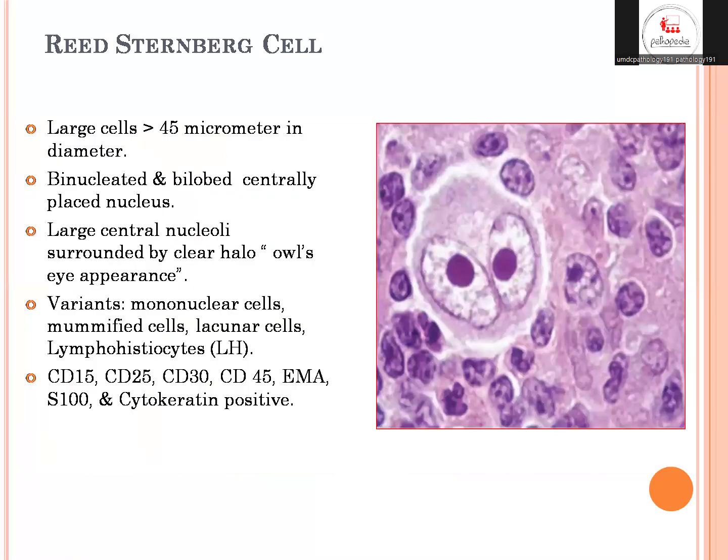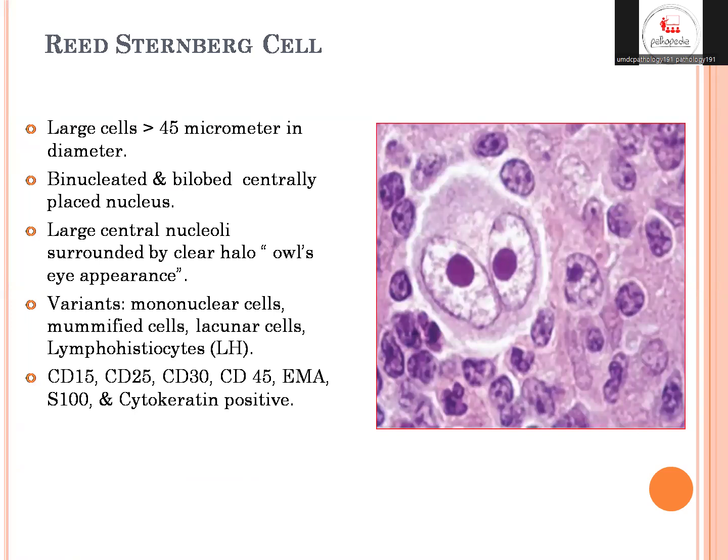This is the morphological picture of Reed-Sternberg cells, which is the hallmark of Hodgkin lymphoma. These are basically large cells greater than 45 micrometers in diameter. These are binucleated and bilobed with a centrally placed nucleus. The large central nucleus is surrounded by a clear halo, giving an owl-eye appearance, as shown in the picture. The variants of Reed-Sternberg cells are mononuclear cells, lymphohistiocytic cells, lacunar cells, and popcorn cells.